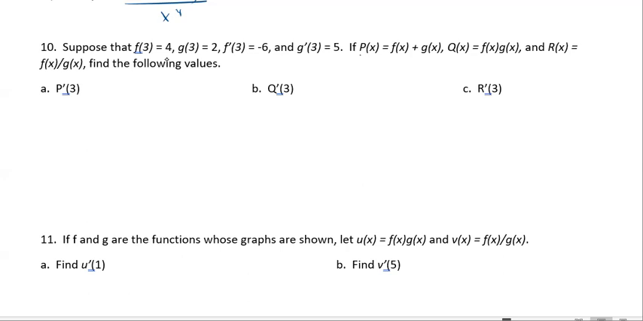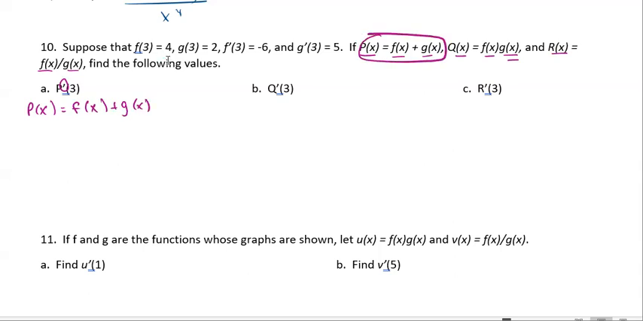Here we have p of x, and notice that is adding f and g. Here we have q of x. Notice that is multiplying f and g. And then here we have r of x. Notice that is dividing f and g. So if I want p prime of 3, well, first we need to recognize that p of x is f of x plus g of x from our given information right here.